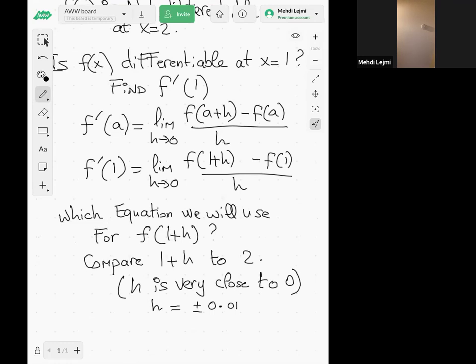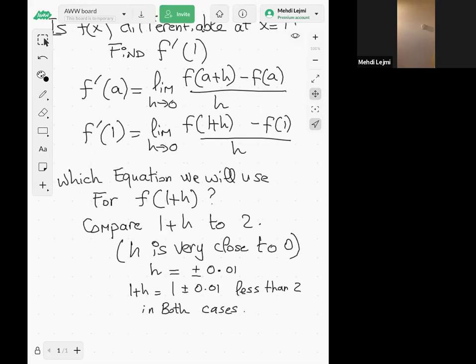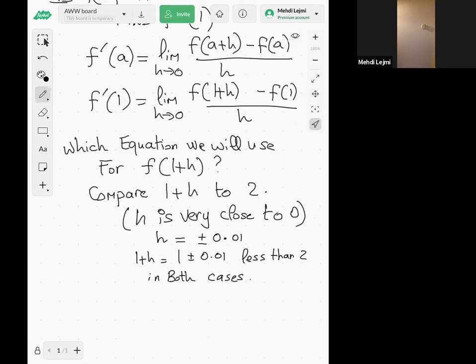Now, if you do 1 plus h, it's 1 plus or minus 0.01. Even if it's plus 0.01, it's still less than 2. This is less than 2 in both cases. All right. So if it's less than 2 in both cases, whether h is positive or negative, then you have to use the first equation, right? So the only equation you have to use here is the first one. So the conclusion is, the only equation we use is the first one.